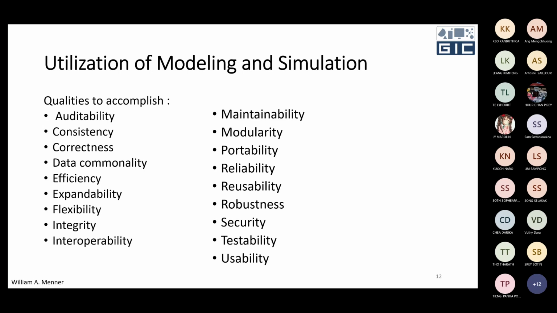So what is the utilization of modeling and simulations? Normally, there are many use cases, but in computer science, we try to use it for the development procedure. In some development procedures, you will work with some courses. You will learn about research methodology, and that kind of research methodology is one thing that you can conduct with modeling and simulations.